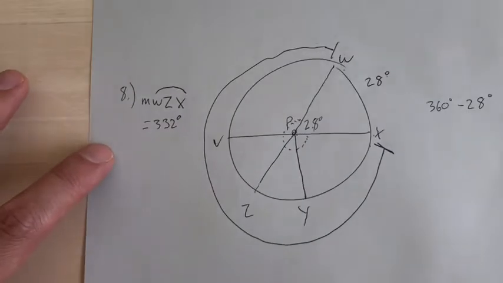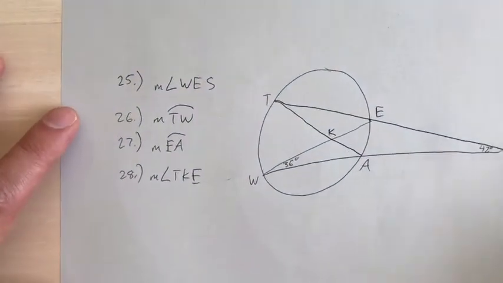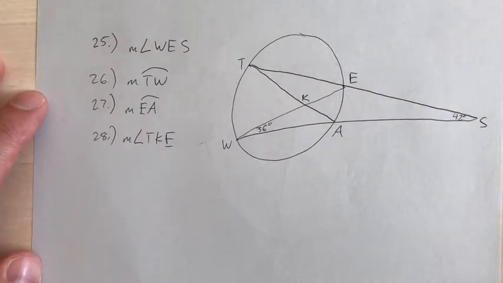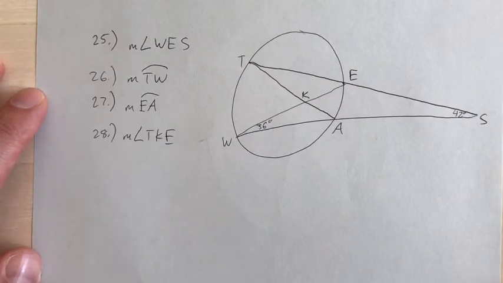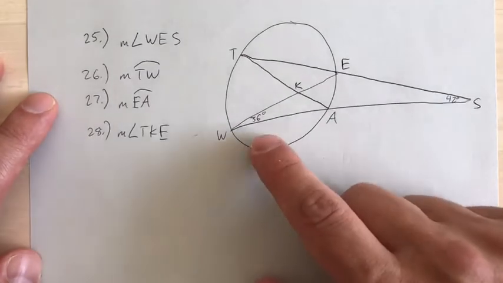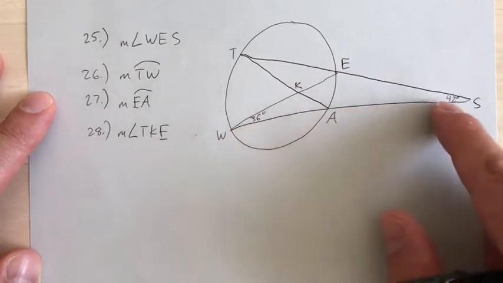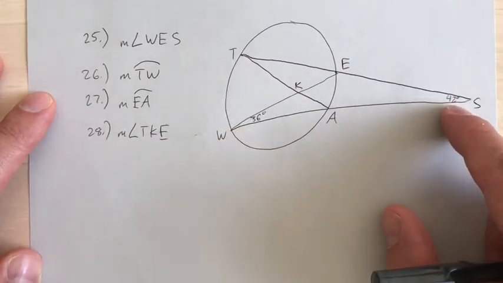So for those of you asking about number 8, that is how you would do it. Now, onto the problem that you were all having issues with. 25 through 28, we'll do this. This, again, received the most votes. They do give you angle EWS, 36 degrees, and they give you this other angle, labeled at 42 degrees.